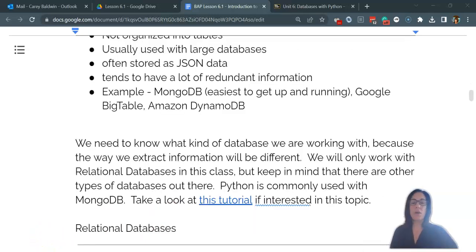We always need to know what kind of database we're working with because the way we extract information will differ. We will only work with relational databases in this class, but keep in mind that there are other types of databases out there. Python is commonly used with MongoDB, and if you are interested, there is a tutorial in the notes that you could take a look at.